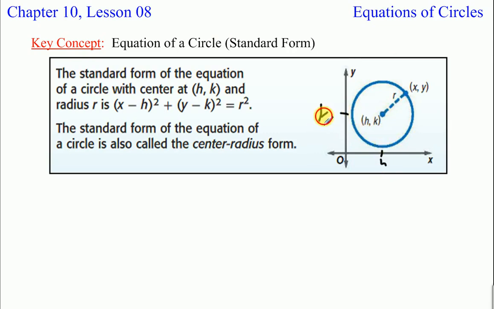Okay, and then the coordinates for a point on the circle, we'll use the x coordinate, whatever the x coordinate is, and the y coordinate. So there's that formula for you. It's x minus h in parentheses squared plus the difference of y and k squared equals r squared.